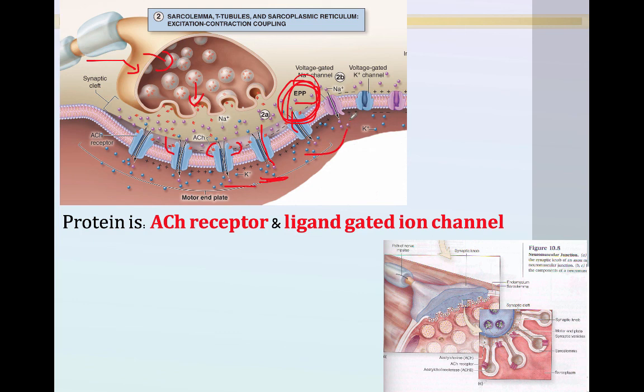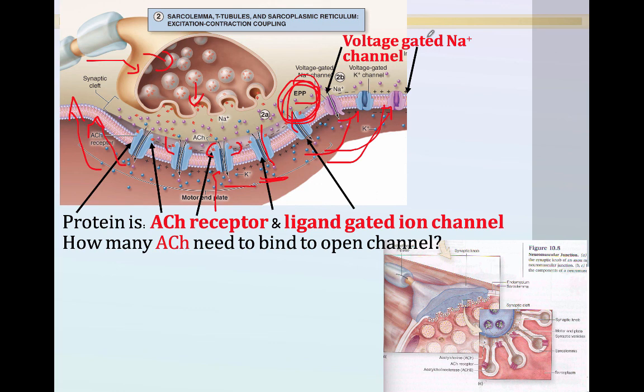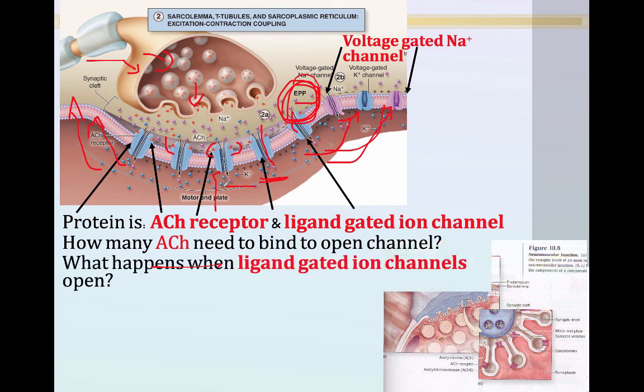And it's that end plate potential that's going to move along, and it's going to stimulate the opening of voltage-gated sodium channels and voltage-gated potassium channels that are just outside of this neuromuscular junction. And so again, you have to remember that these proteins are both the ACh receptor and the ligand-gated ion channel in one. And so then to the side, we have the voltage-gated sodium channels. You can see that it takes 2 acetylcholine to open up the ligand-gated ion channel. And again, as the channel opens, we've altered the membrane permeability.